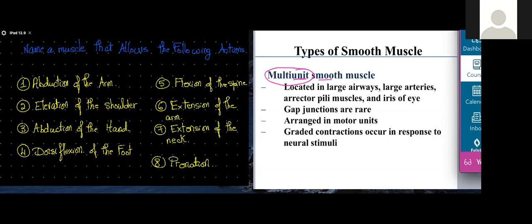This is also a type of question that you might have. To name the muscle, I might provide you with an action and ask you to pick the correct muscle. For example, I will give you a list of actions and a list of muscles, and you pick the suitable muscle and match them together.